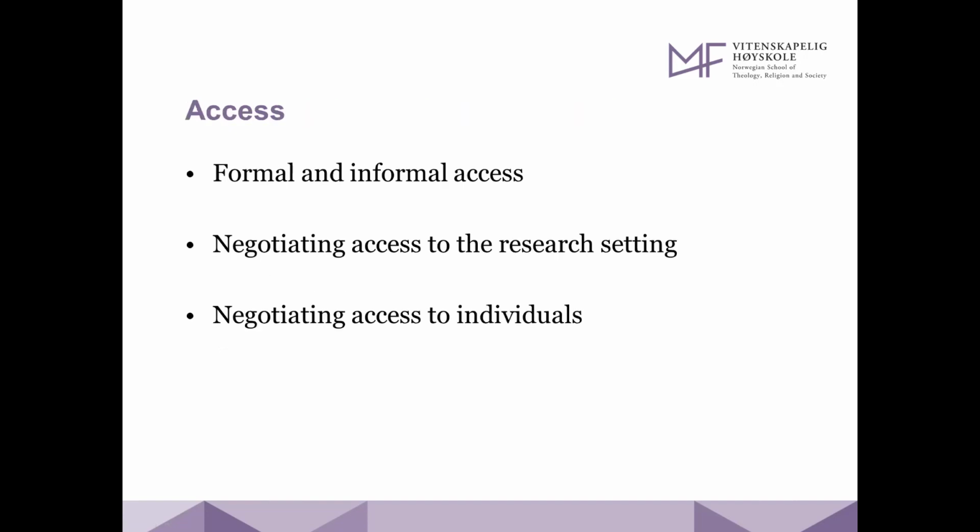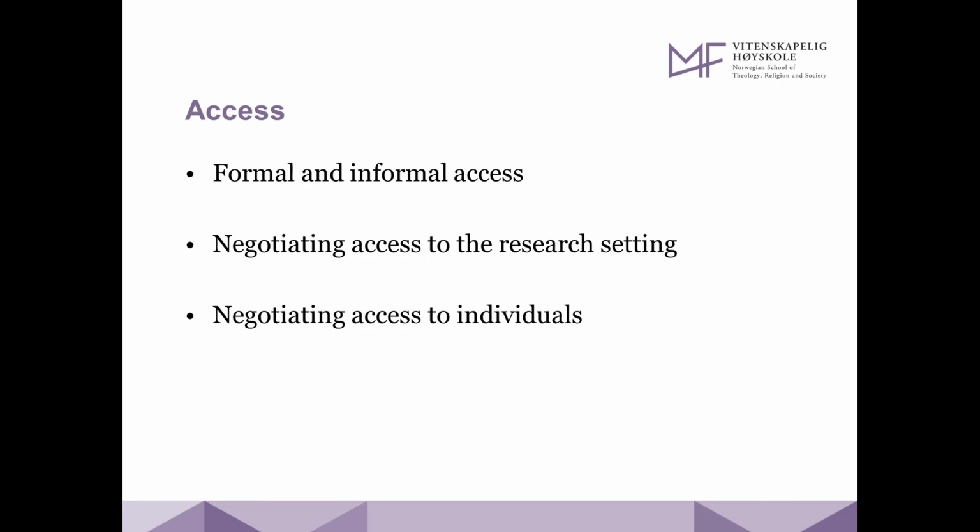In addition to sampling issues, you need to think about access. How will you get access to the place and the people you want to observe? And access is, we can make a distinction between formal access and informal access. By formal access, I mean that you might need a permission by someone. It could be the leader of an organization, it could be a headmaster in a school, to actually conduct observation.